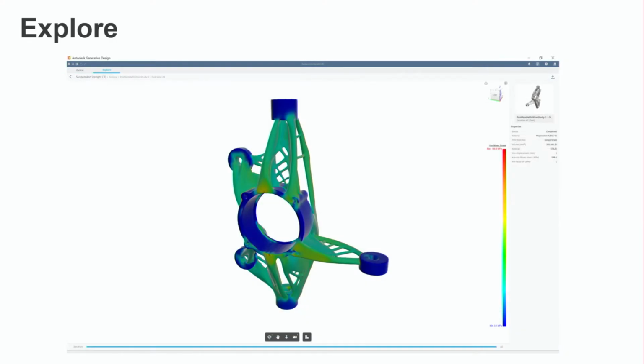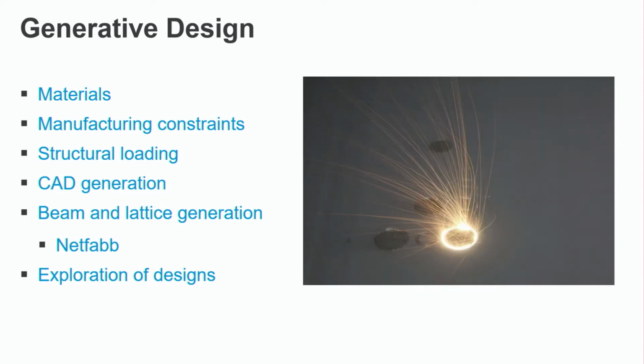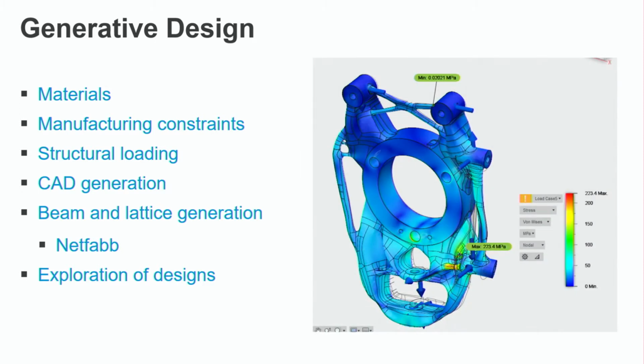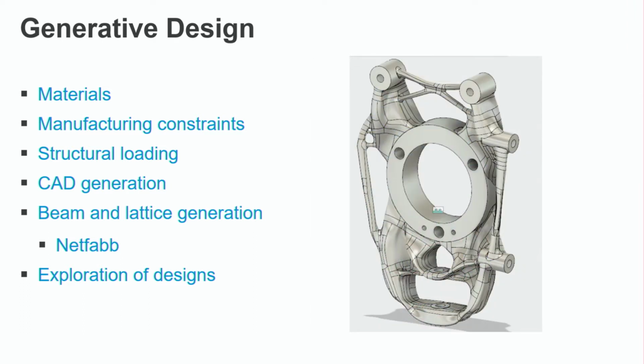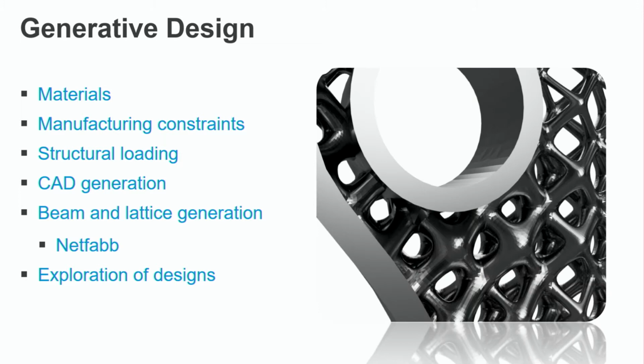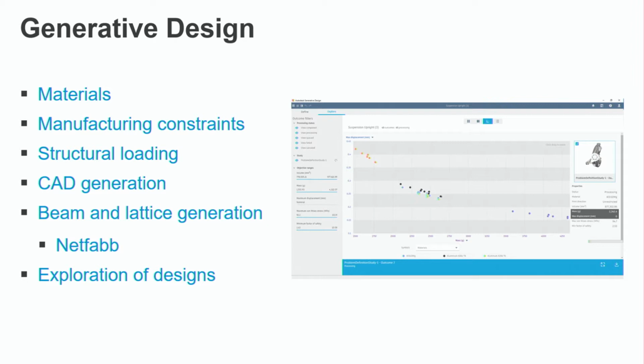So I've got a solution here, I've got a stress plot. And then I can download those. You can download the STL directly or download straight into BREP, so an SAT file. So what we use generative design for is we're looking at comparisons between materials, manufacturing constraints, structural loading, CAD generation, and then sometimes we combine that with NetFab to do beam and lattice generation. But the main thing is this exploration of designs. It's there to help you design, get through that concept stage.